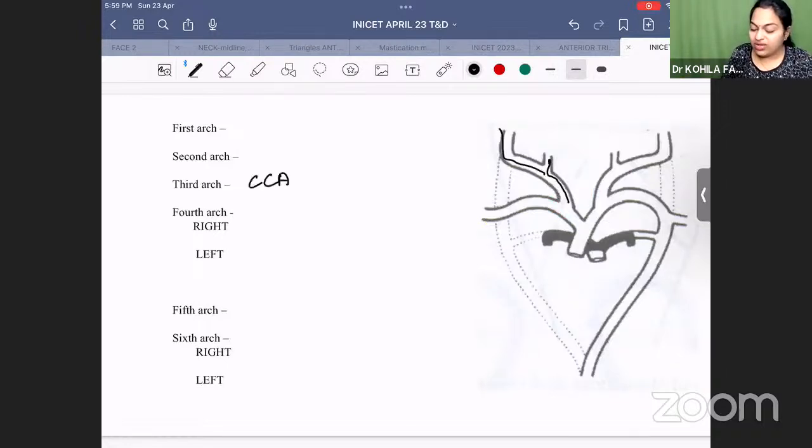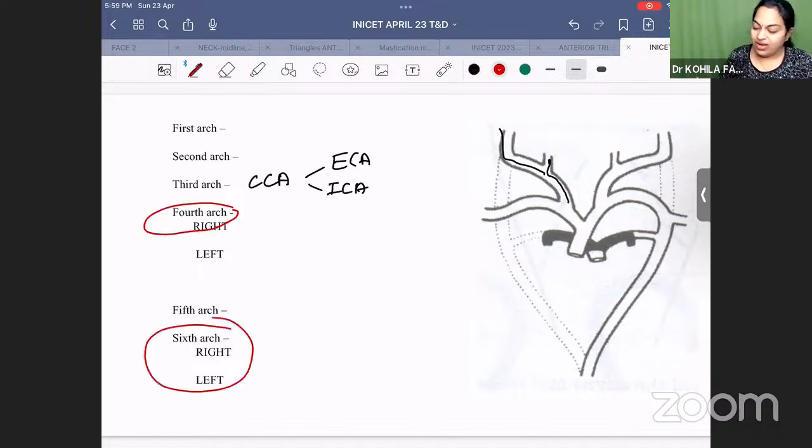The third arch is going to give rise to the common carotid artery. That's going to divide into external carotid and internal carotid. The most important here is the fourth arch and the sixth arch. What happens to the fourth arch on the right side along with the seventh cervical intersegmental artery? What is it going to give rise to? It's going to give rise to the right subclavian artery.